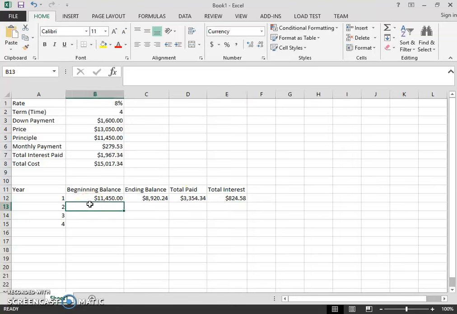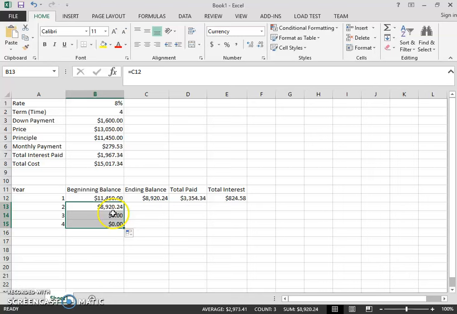Now we're down to year 2. To find our beginning balance in year 2, it is going to be our ending balance from year 1. So we go equal to our ending balance of year 1, and we can see we have $8,920.24 for a balance. Now, from here, we can actually just do a quick little cheat and just fill down to year 3 and year 4.